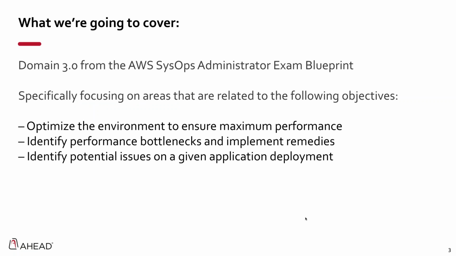So let's talk about what we're going to cover, right? And if there's some auto advances on my slides, I'm sorry. I'm not a PowerPoint genius, so excuse the flipping back and forth if that happens regularly here. But I was asked to cover Domain 3.0 from the SysOps Administrator Exam Blueprint, and that's specifically focused on a few different areas, right? It's analysis, and when they talk about analysis in the blueprint, they're really talking about things that you can do to optimize your environment to ensure maximum performance, right? They're talking about identifying performance bottlenecks and potentially what you might do to implement remedies for those bottlenecks, and then identifying potential issues of given application deployments.